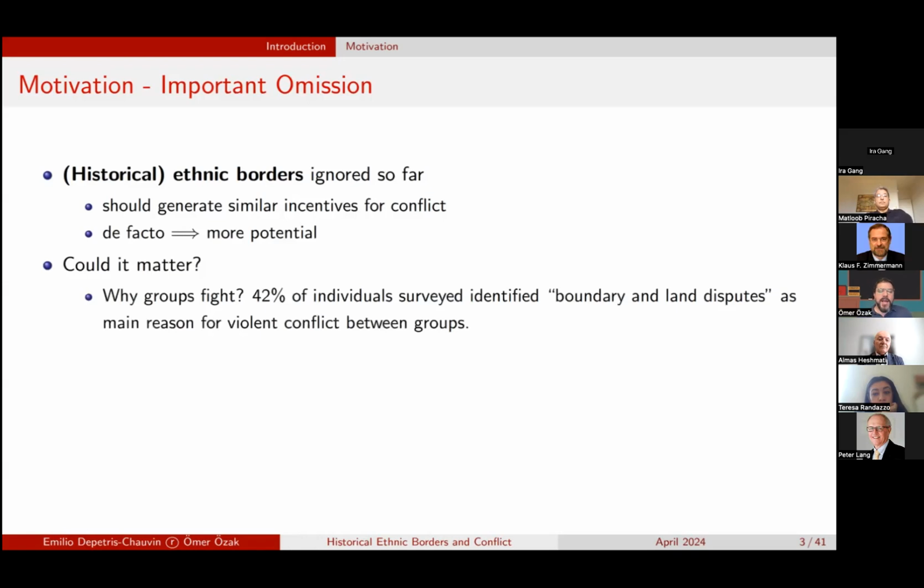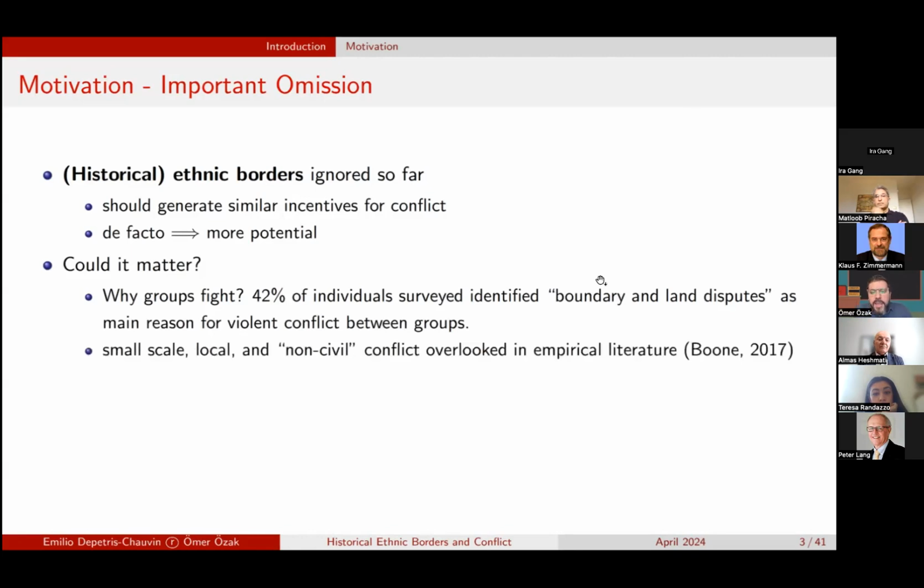Yet if you ask Africans what the main source of conflict between groups is, you find that boundary and land disputes are essential. This is especially the case for small-scale, local, non-civil conflicts where the state is not involved, which tend to be overlooked in the empirical literature. In fact, this type of non-civil conflict accounts for almost half of all the events and of all the pairs of fighting groups in the data that we have.